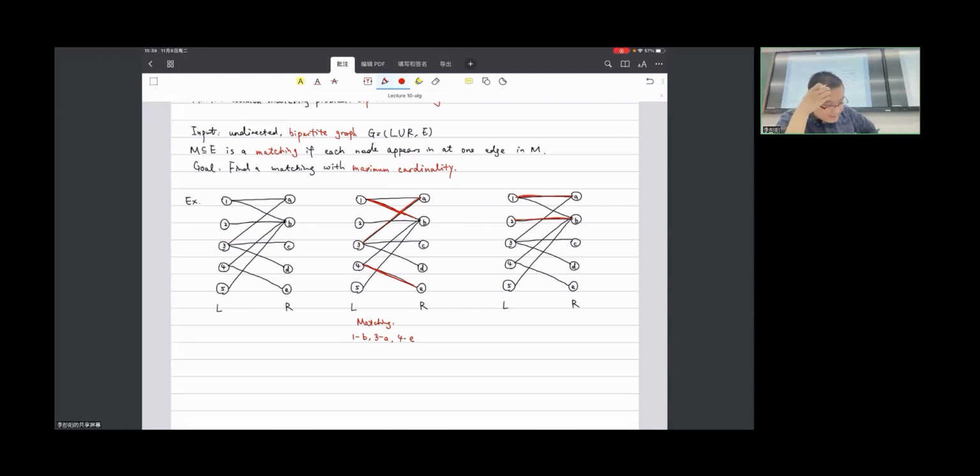And similarly, based on further observations, for instance, maybe we can look at the vertex 3 here and 4 here. So we can see that we can choose the edges 3C and the edge 4E here. And this is giving us a matching that is composed of 1A, 2B, 3C, and 4E.